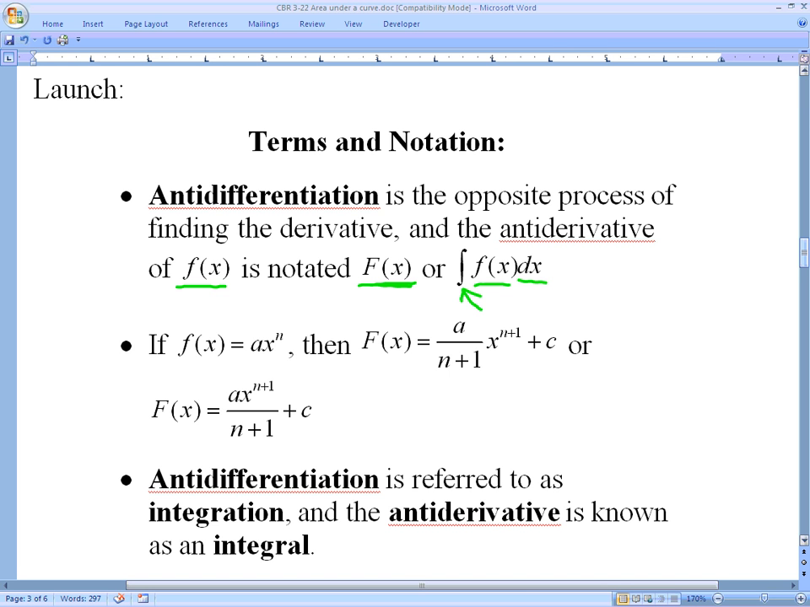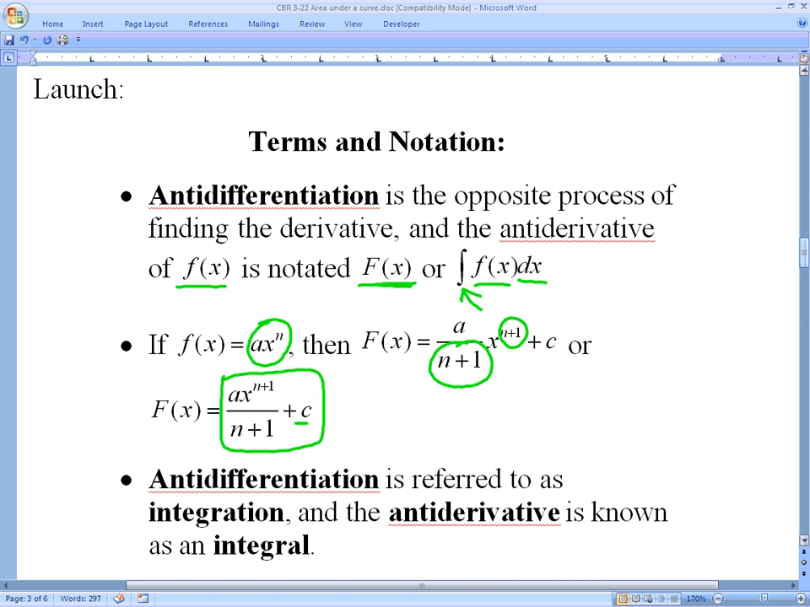So then we came up with a little rule last class. f of x equals ax to the n, which is our standard form for doing a derivative in seconds. Well, we can do an integral in seconds as well by taking that exponent, raising it by 1, and then dividing the coefficient by that exponent. Or it can also be written this way. Division rules work the same. So anti-differentiation is the same thing as integration, and the antiderivative is known as the integral.